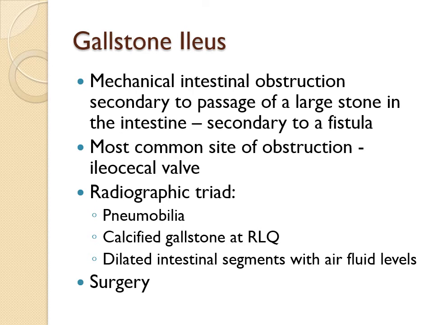Gallstone ileus occurs when there's mechanical intestinal obstruction secondary to a passage of a large stone in the intestine. So usually this is secondary to a fistula from the gallbladder to the intestine. The most common site of obstruction is the ileocecal valve, which is the narrowest portion of your small intestine. To diagnose gallstone ileus, we have the classic radiographic triad of pneumobilia, which is air found in the biliary tree, a calcified gallstone seen at the right lower quadrant, and dilated intestinal segments with air fluid levels or signs of obstruction. The management for gallstone ileus is surgery.